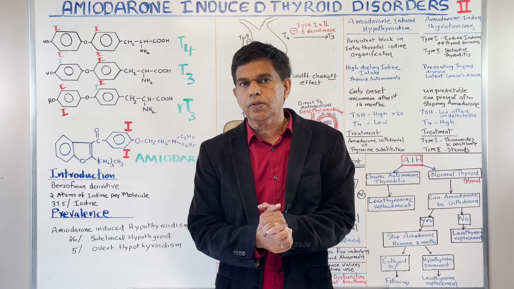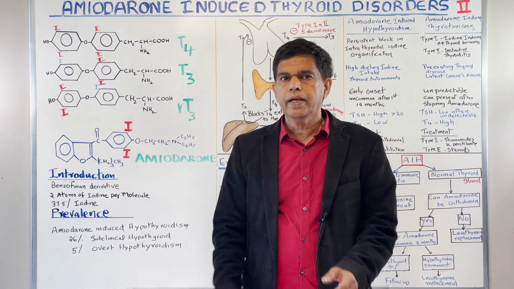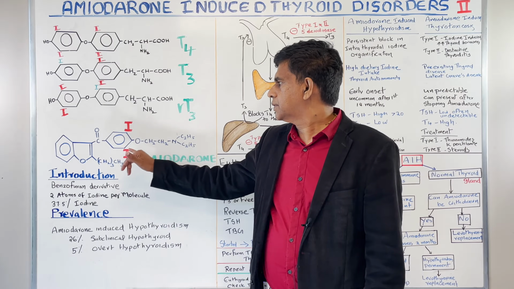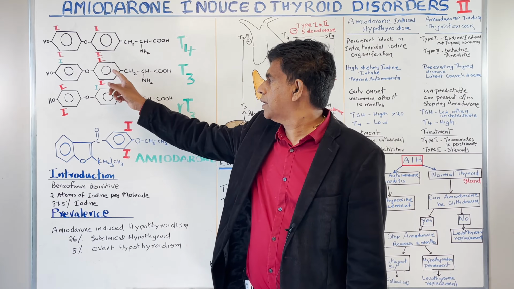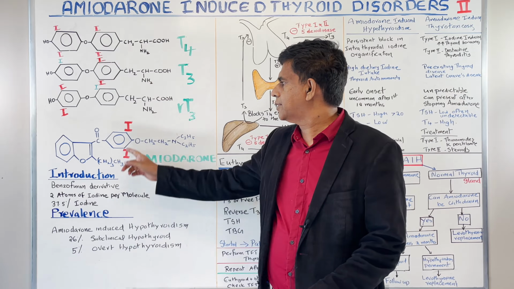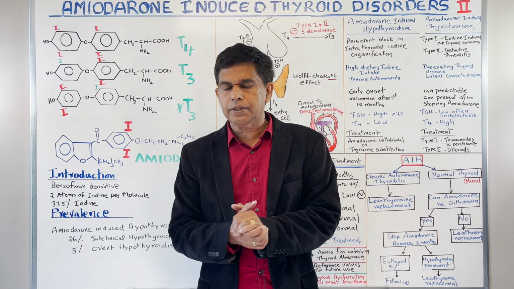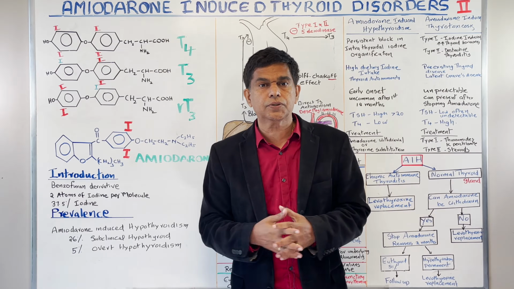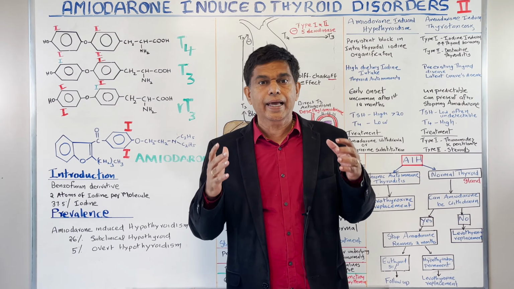Let's look at amiodarone. Amiodarone, what is that? It's a benzofuran derivative, and it has 2 iodine atoms attached right there. The thyroid hormones have 3 iodine atoms, 3 here, but when it comes to amiodarone, you have 2 iodine atoms, my friend. Okay, what does that tell us? Amiodarone contains a lot of iodine, lots and lots of iodine, almost 40% iodine by weight in the drug.